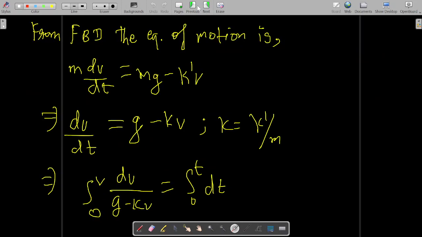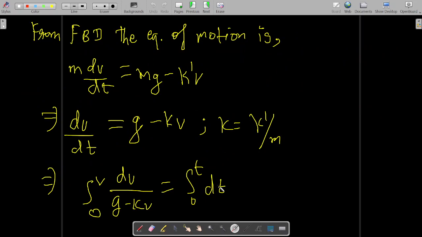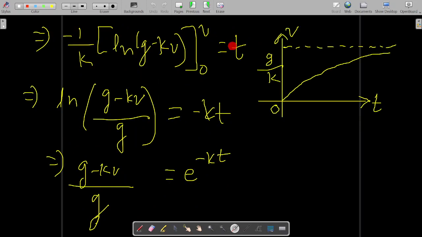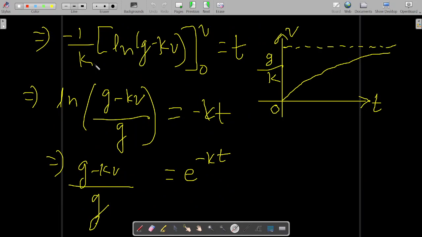Now you know this very well, this dt will become t, and the limits 0 to t, the upper limit and the lower limit. So t minus 0 will be there, so it will become t, and this will be ln of g minus kv divided by... this will become logarithmic form. You know this very well, that this particular type of integration yields ln, log to the base e. So minus 1 by k ln (g minus kv) from 0 to v.